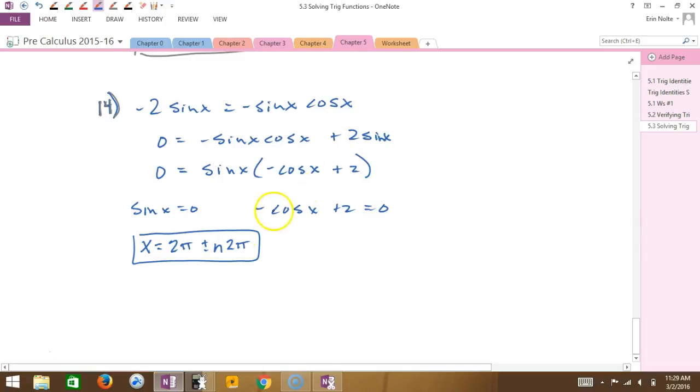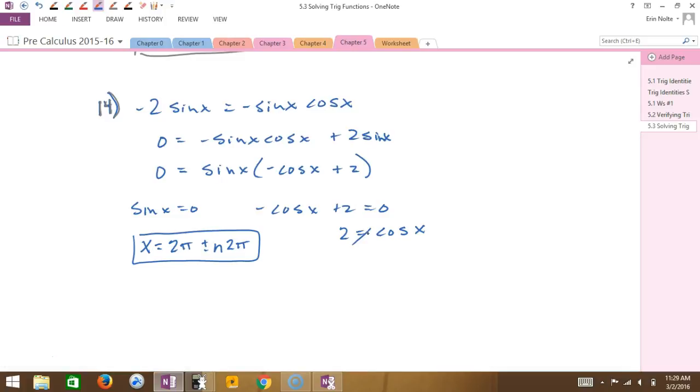Okay, so on the other one, I'm going to add a cosine. Okay, so now it's solved. So is there an x value that has a 2 on it? No. Okay, so that's a no solution. That one's not possible. So 14 just has the 1 answer.